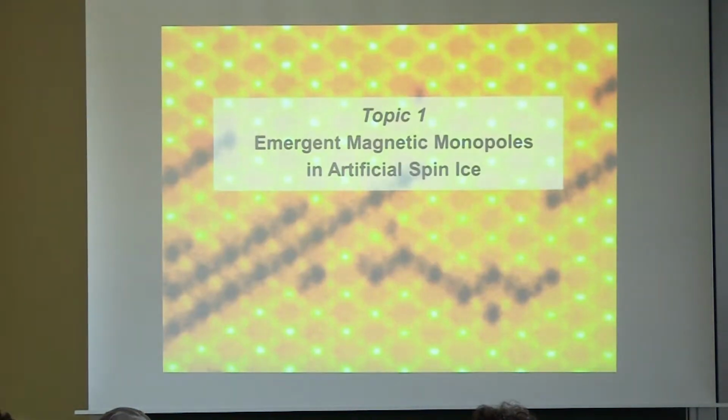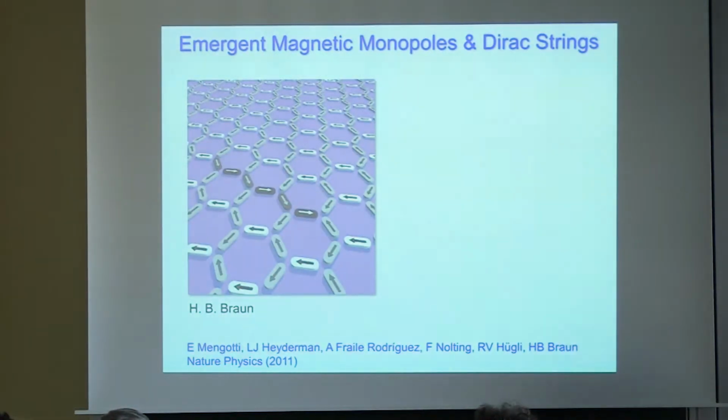Okay, so that was the introduction. I now move to my first topic, and that is emergent magnetic monopoles in artificial spin ice. To show you what I mean, I start with a schematic. This is an array, an artificial Kagome spin ice. If I apply a magnetic field towards the left, then all moments will point towards the left. If I apply a field towards the right, you actually get reversal via these chains of reversed moments, something that we refer to as Dirac strings.